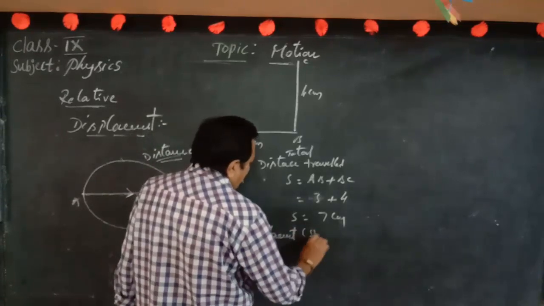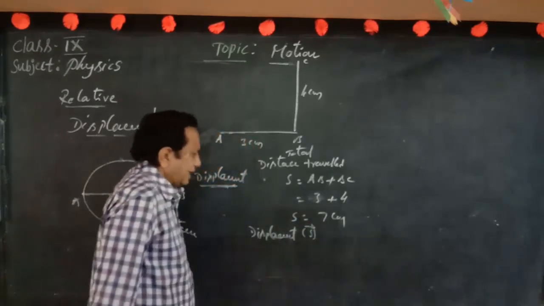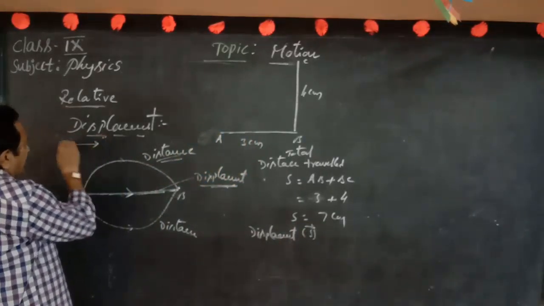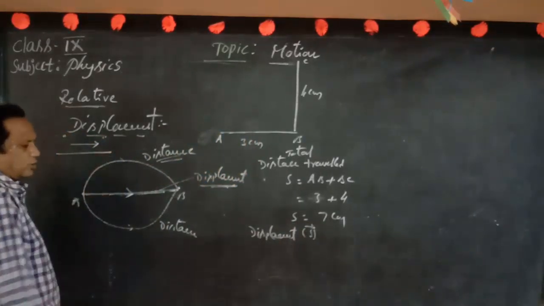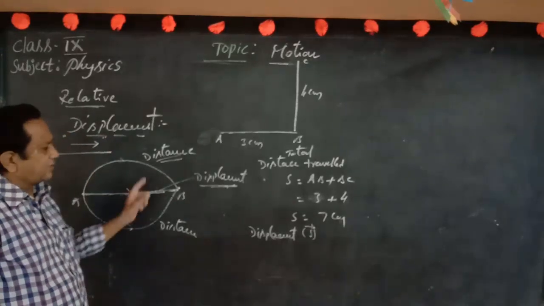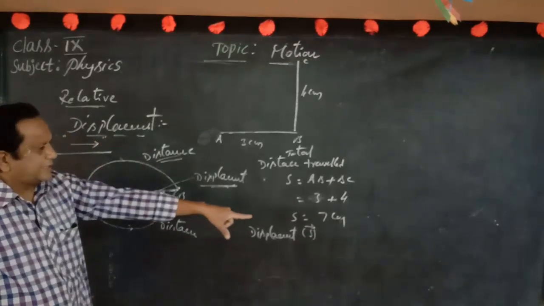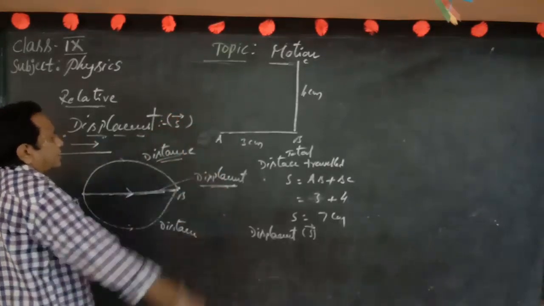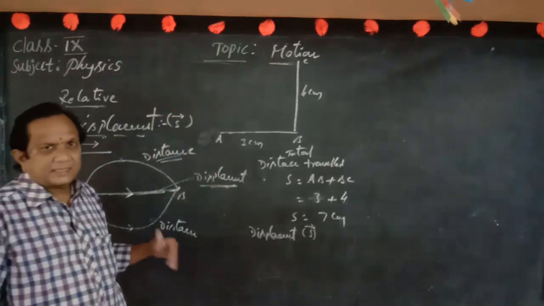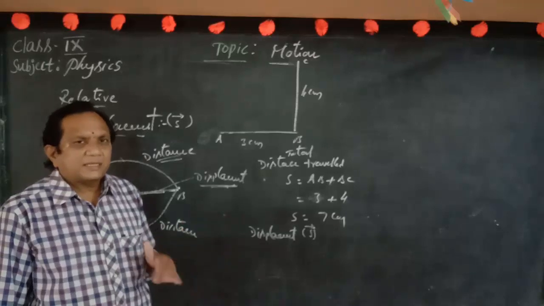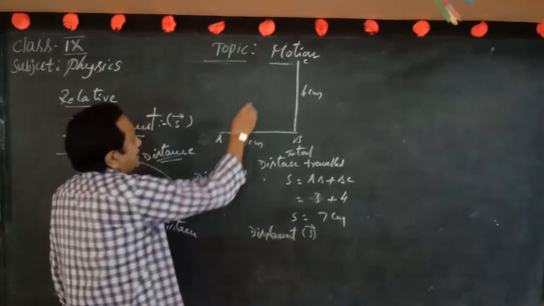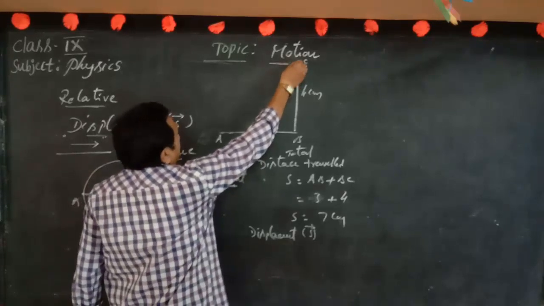Displacement is also denoted by the letter S, but it has an indication of direction. It shows the direction also. That's why we can indicate displacement by a symbol, but the units are similar to distance: CGS system centimeter, MKS system meters or kilometers. Okay. Now he traveled from A to C.